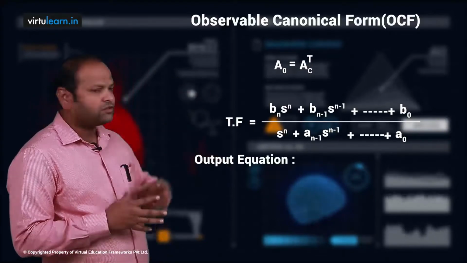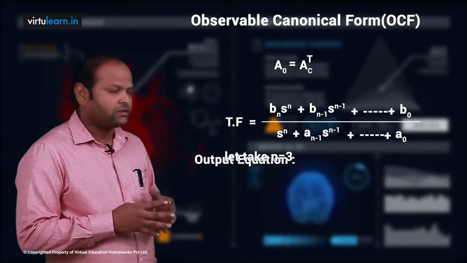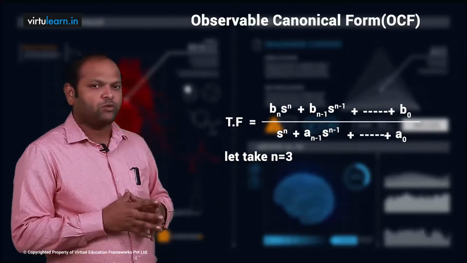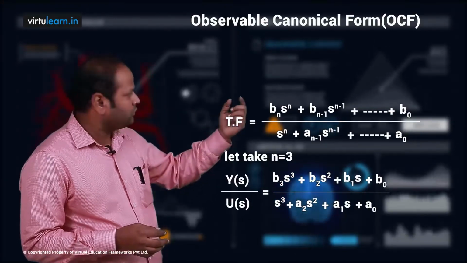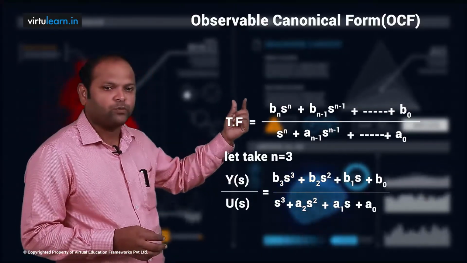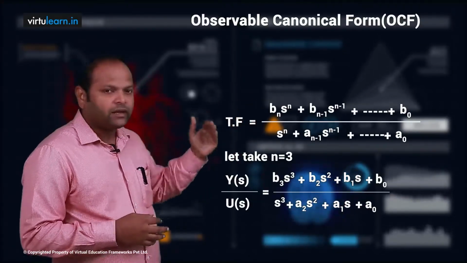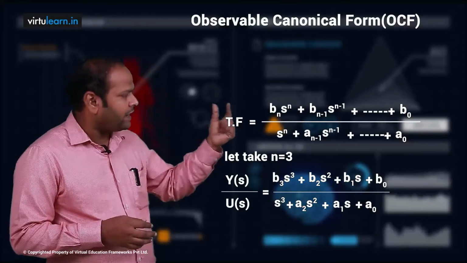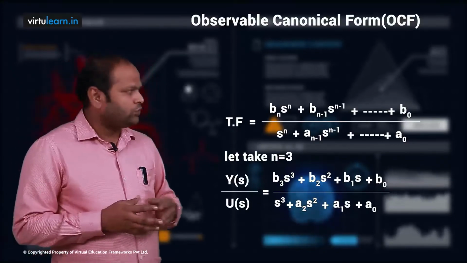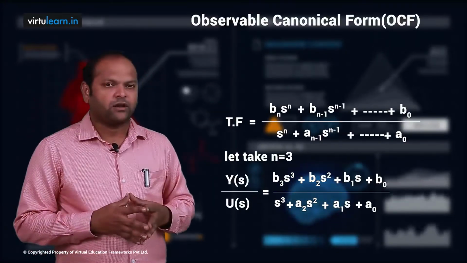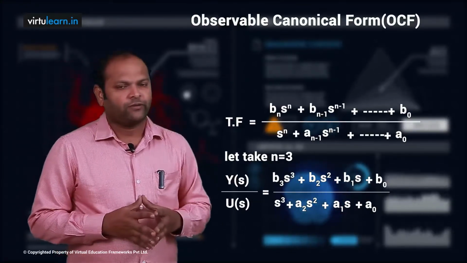So this is the transfer function which we have taken, and let us take n equal to 3 and see how we can develop the observable canonical form. So Y(s)/U(s) is equal to, the numerator will be b3 s^3 plus b2 s^2 plus b1 s plus b0. The denominator is s^3 plus a2 s^2 plus a1 s plus a0. In this case I want to rewrite this transfer function such that we can build the signal flow graph.